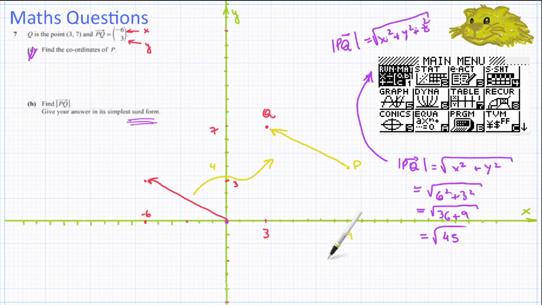Now the next step would be for us to factorize 45. So 45 divided by 3 gives us 15, divided by 3 again gives us 5, divided by 5, it's done. So 45 is the same thing as 3 squared times 5. So we can get this 3 squared outside of the square root. So our result would be 3 roots of 5.